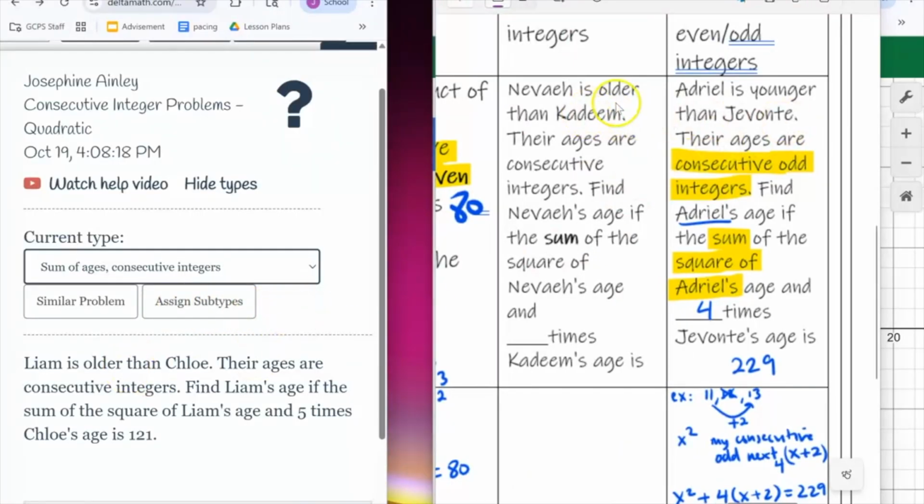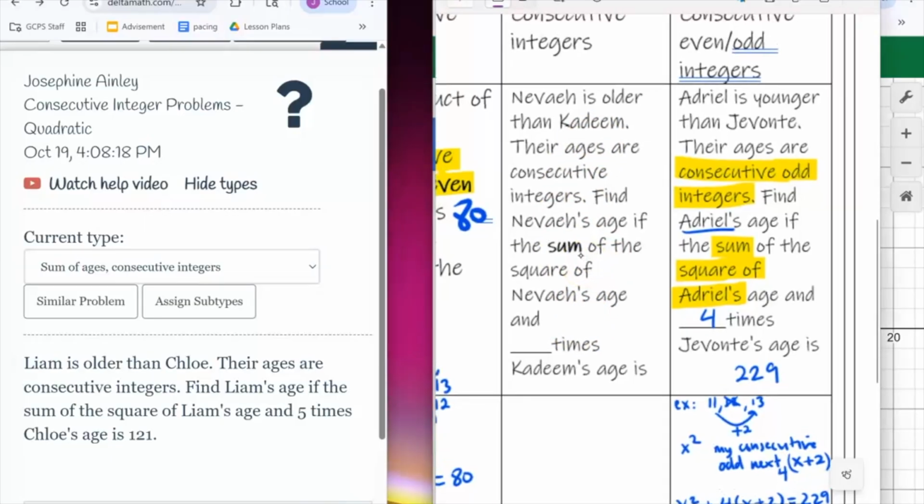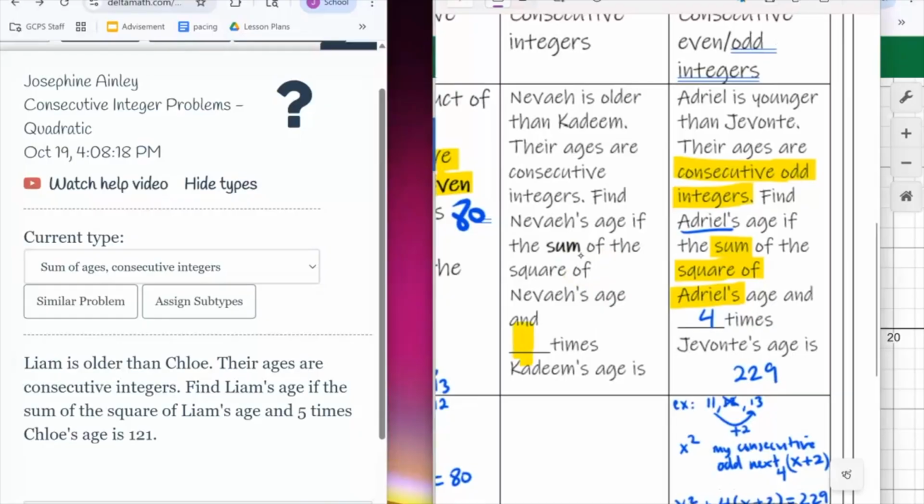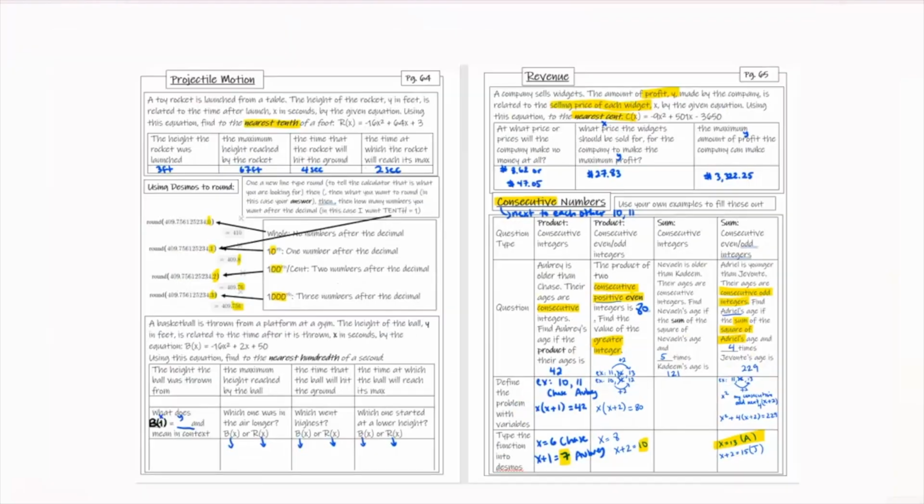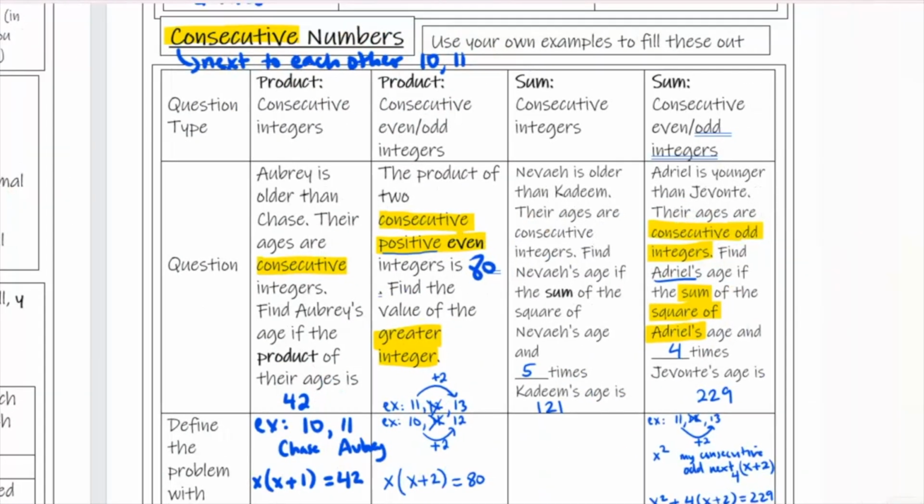Liam is older. Okay, perfect. So yours has a name that is older. Find Liam's age if the sum of the square of Liam's age and 5 times Chloe's age is 121. So I'm just going to start you off, but you're going to finish it.